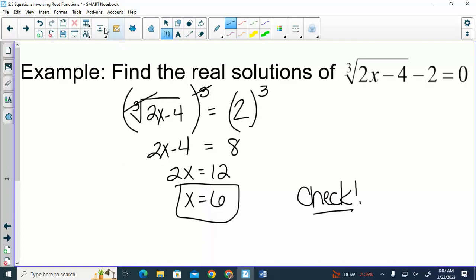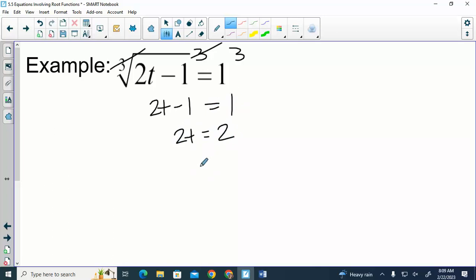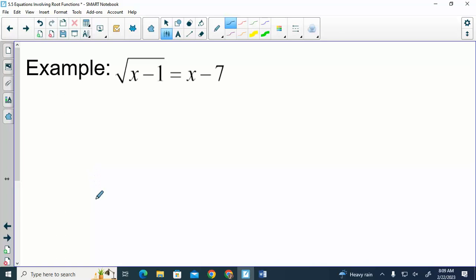So here is your problem. So what'd you do? Cube each side. Cube both sides. All right, so we have 2t minus 1. 1 to the third is 1. Paying attention to me? Yep. Add over your 1 and t is 1. Did you check it? Yep. Did it work? Yep. Okay, so we're good with those kinds of problems. Let's take a look at this one.